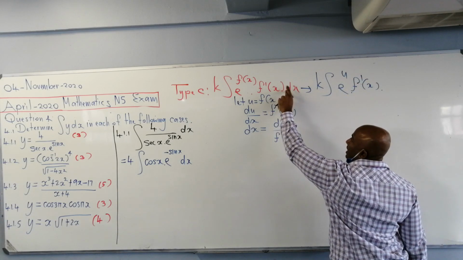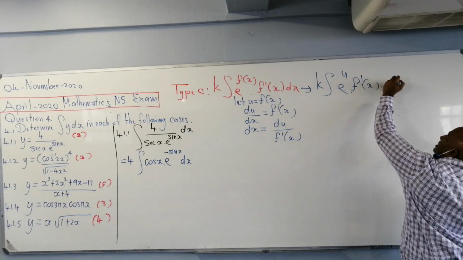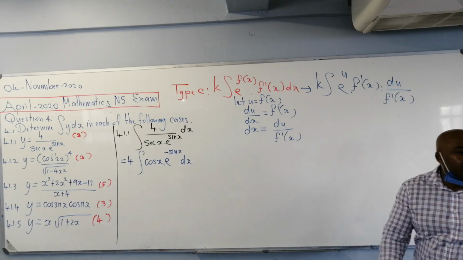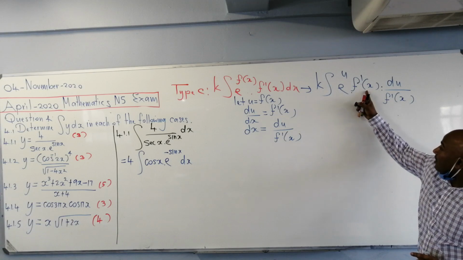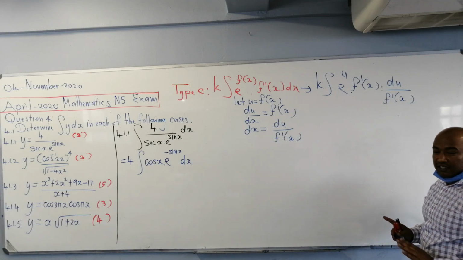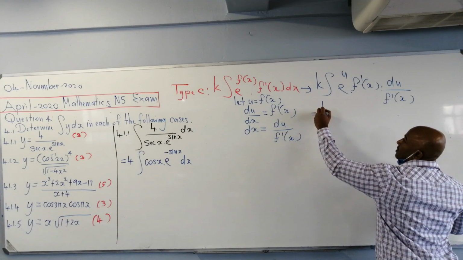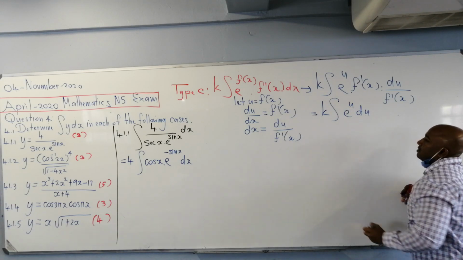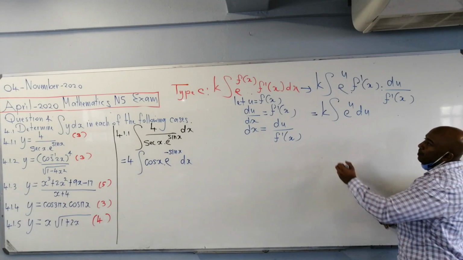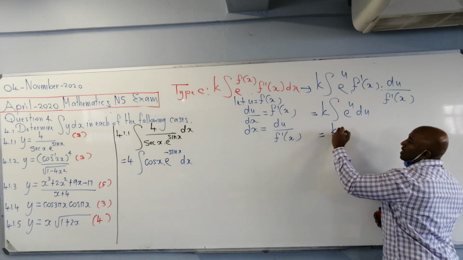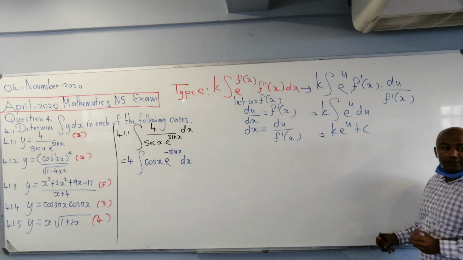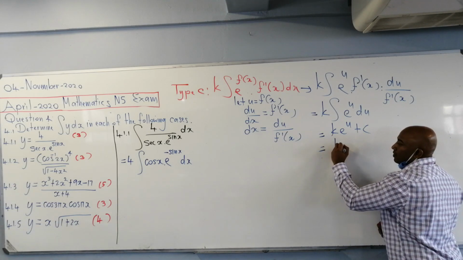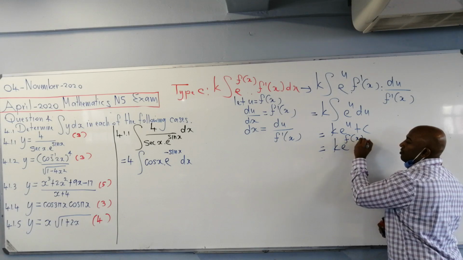There's my f prime x times dx, and dx is du divided by f prime x. So type C deals with exact derivatives. The exact derivative f prime must cancel. If it does not cancel, then that means it was never type C in the first place. So that's e to the power u du. And when you integrate e to the power u, it's just going to be e to the power u plus c. What was u? u was f of x.